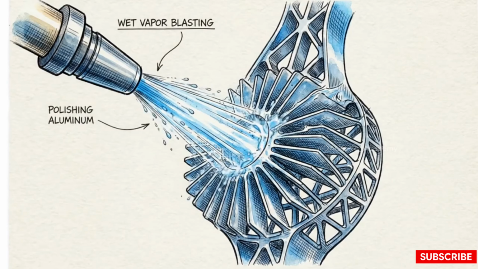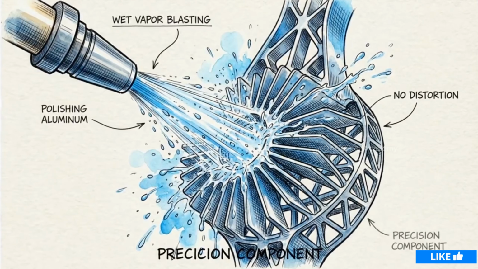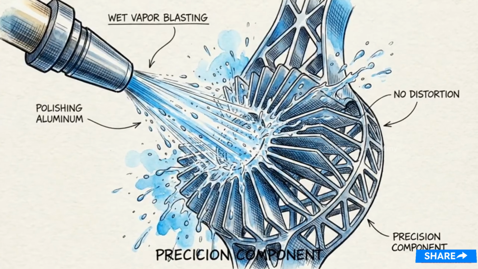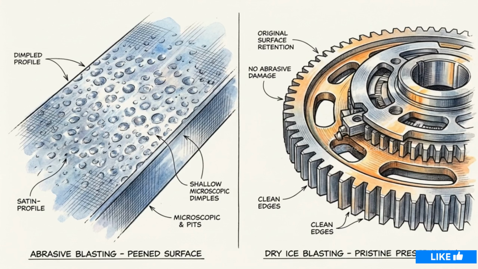Finally, if you are a precision fabricator working on delicate substrates or restorative projects, standard dry blasting will cause warping. Vapor blasting with glass beads prevents soft metal warpage by using water as a cooling lubricant. You sacrifice the heavy anchor profile needed for industrial paint, but you protect the delicate geometry of the part.